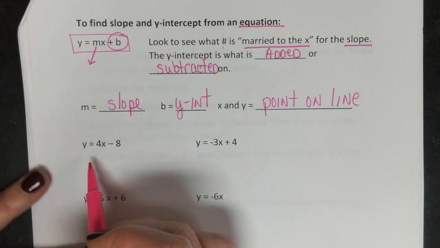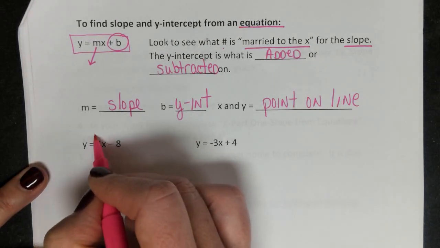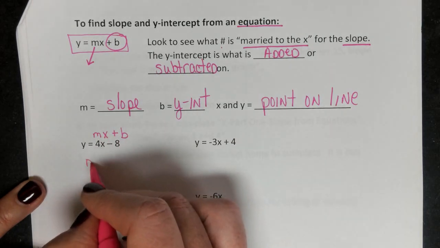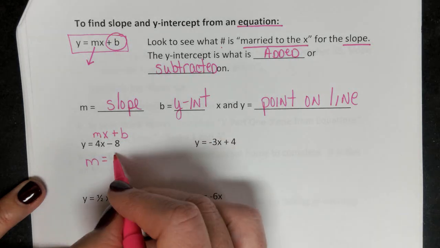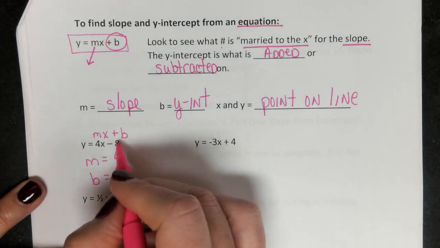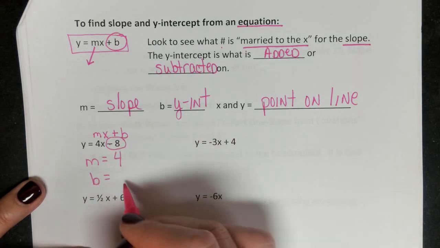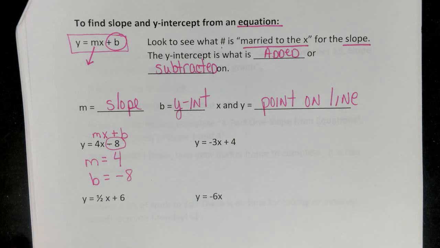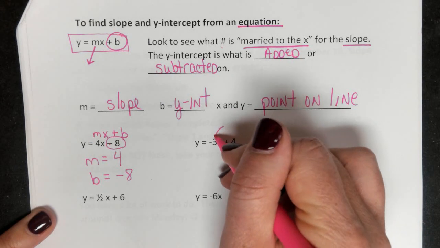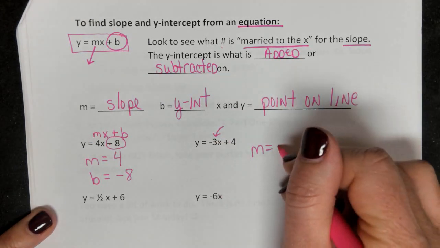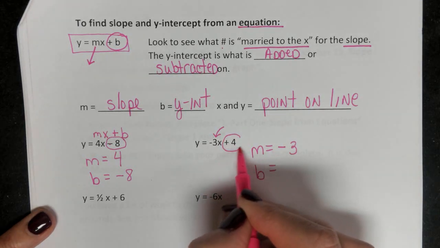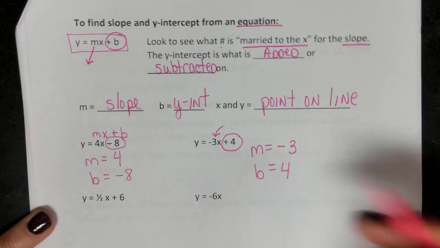Okay, so let's look at our first equation. y equals mx plus b. So our slope, our m, is 4. Our b, our y-intercept, is negative 8. Simple as that. Okay, the next one, our slope. What is married to the x? What is the coefficient? Negative 3. Our y-intercept, what is added or subtracted on? Positive 4.